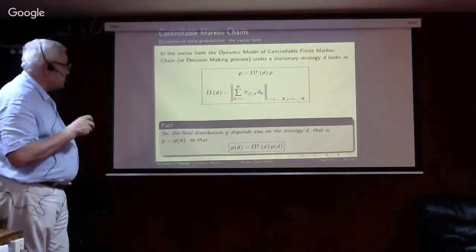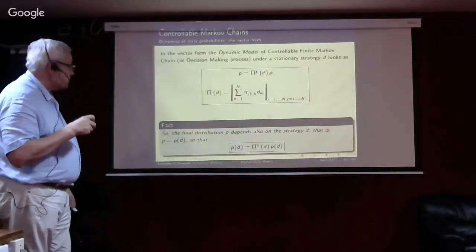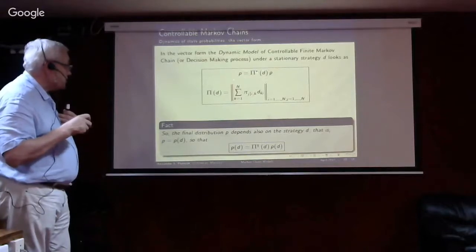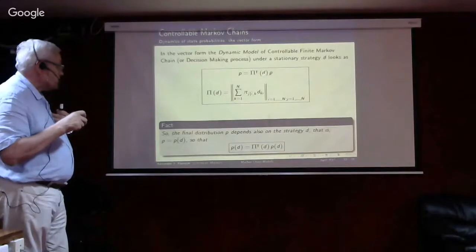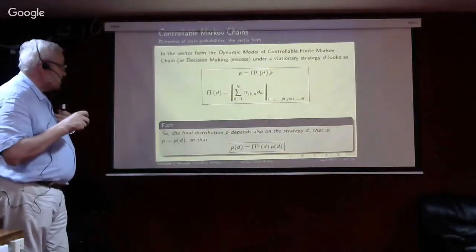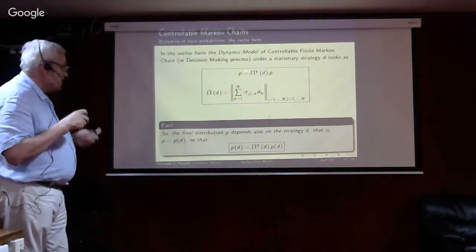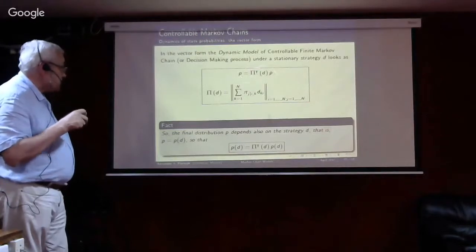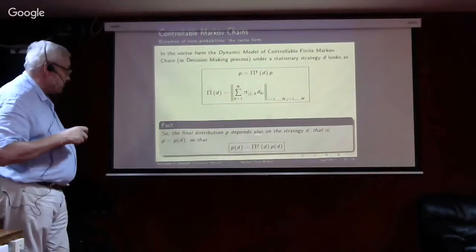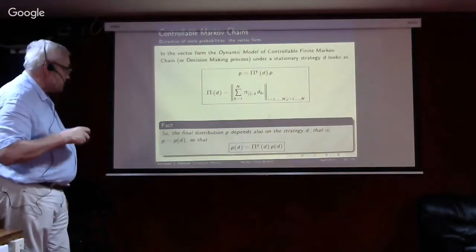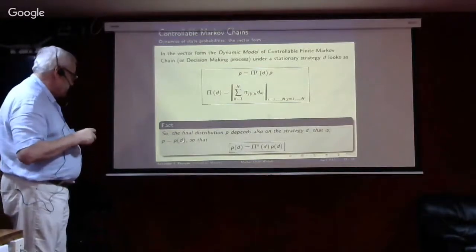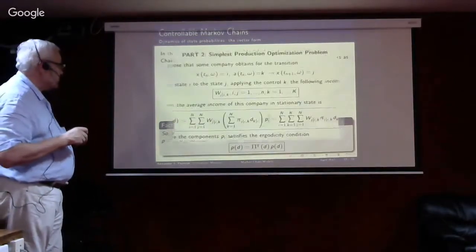So now our transition rule, our dynamic equation, depends on this matrix, but depends linearly. But P should satisfy this equation. So in this case, P also will be a function of D. P will be a function of D, which satisfies this equation for any fixed D.